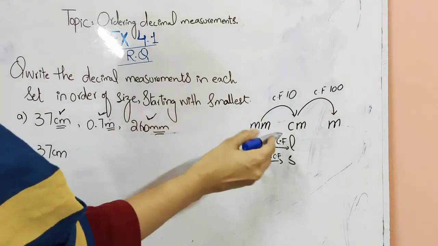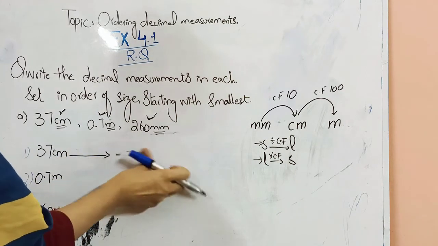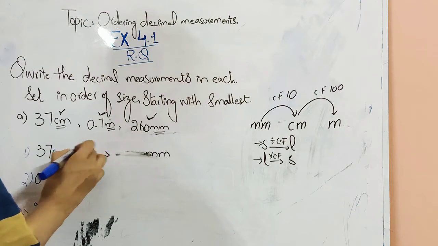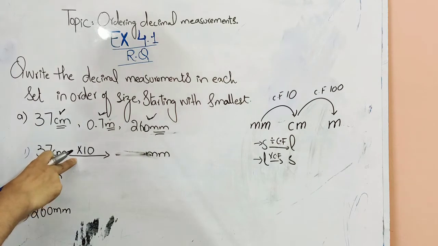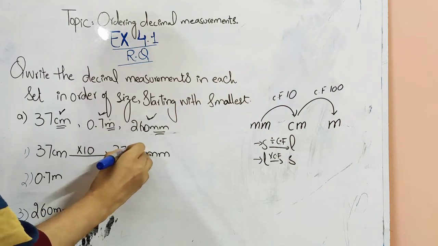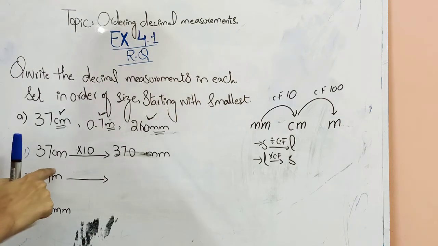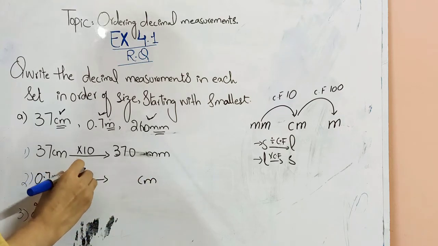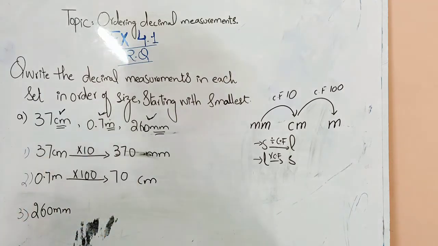37 centimeter, and I want to convert it into millimeter. Which conversion factor will I use? My conversion factor is 10. Because I am converting from larger to smaller, I will multiply by the conversion factor, so 370 millimeter. Now meter: first I have to convert meter into centimeter, and my conversion factor from meter to centimeter is 100. I will multiply 0.7 by 100. This will be 70.